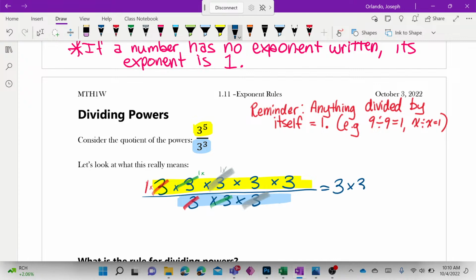3 times 3. Is it being divided by anything? No. If it's not being divided by anything, do I have to draw a division? No. And what's a better way of writing that? 3 to exponent 2. So, that's a bit of a leap.